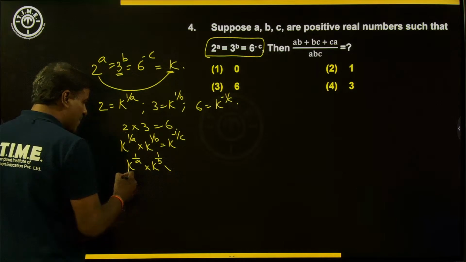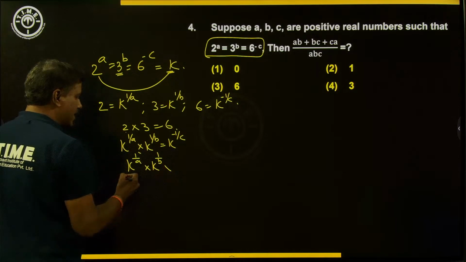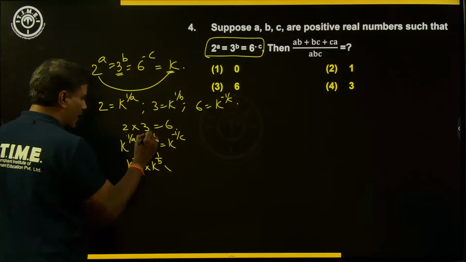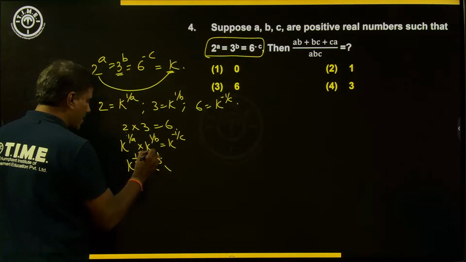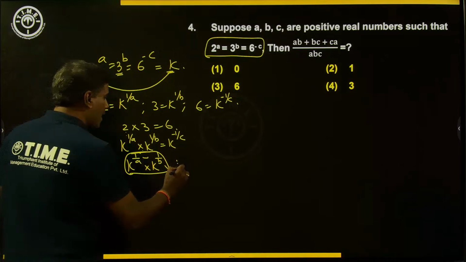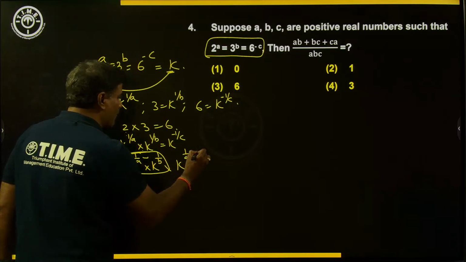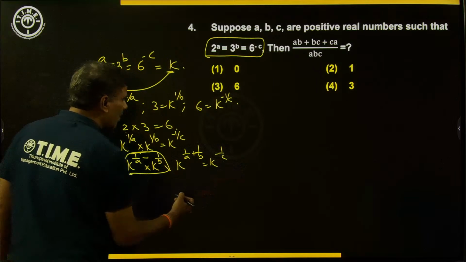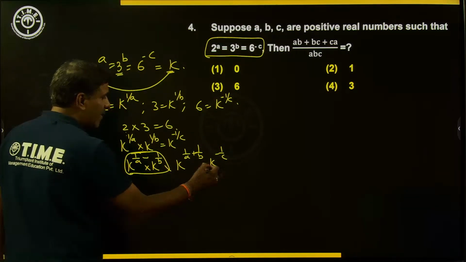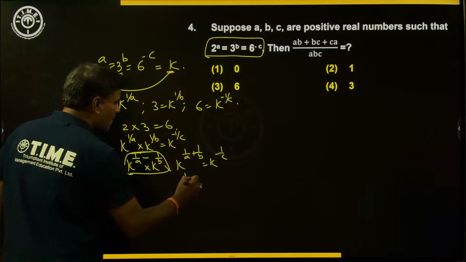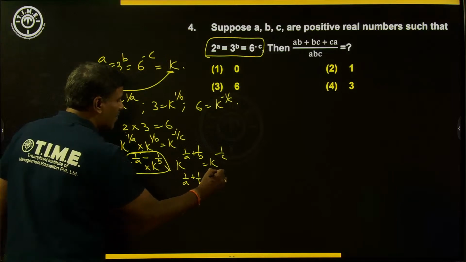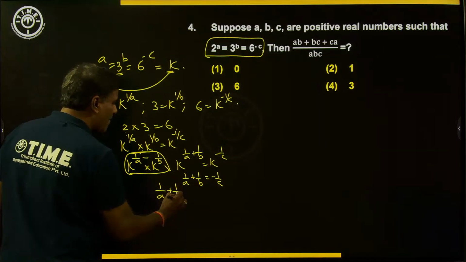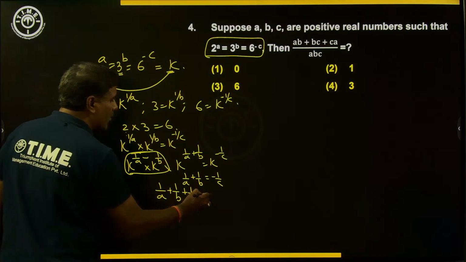The best thing is to first write it by equating the indices. Using the rule a power m into a power n equals a power m plus n, we write directly k to the power of 1 by a plus 1 by b is equal to k to the power of minus 1 by c. Now as the bases are equal, equating the indices, 1 by a plus 1 by b is equal to minus 1 by c. Or else, if 1 by c goes to the left, 1 by a plus 1 by b plus 1 by c should be equal to 0.